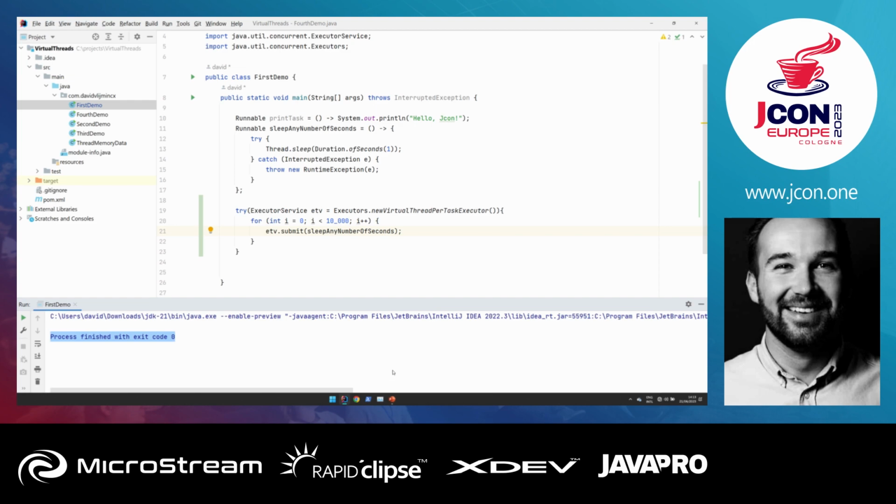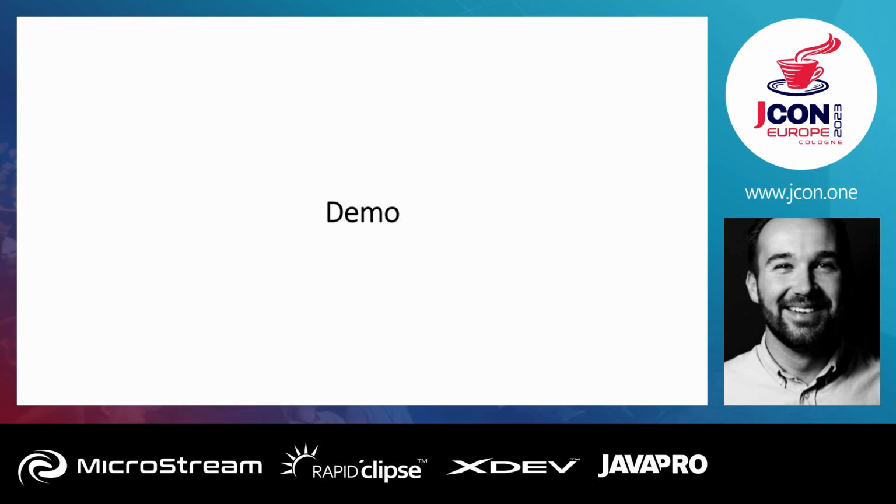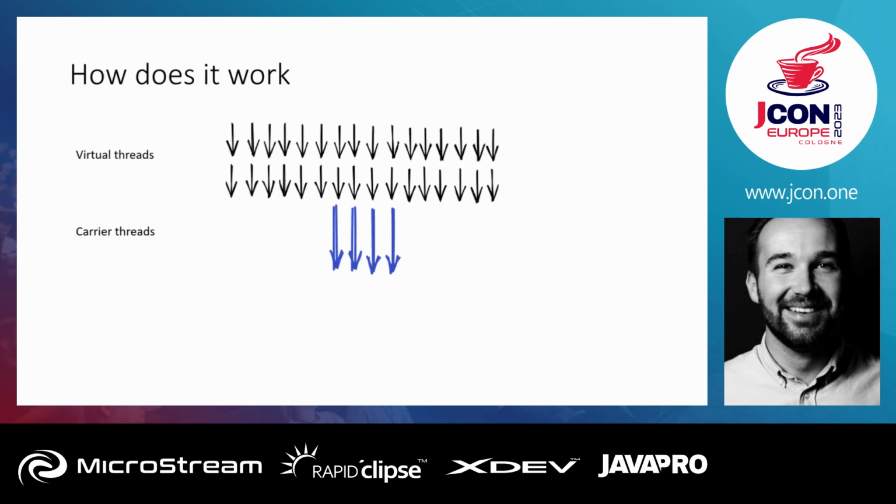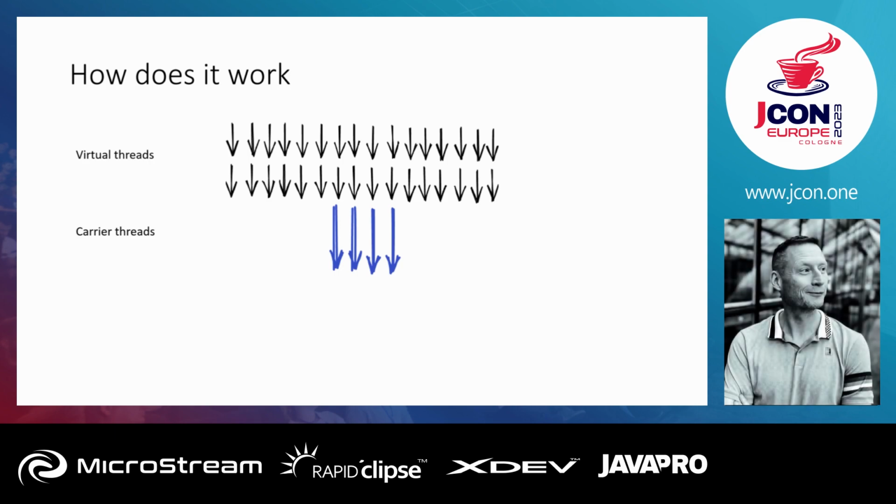So let's go back to the slides, because I just created 10,000 threads, but as you can see, I just ran it on a laptop which doesn't have 10,000 cores. So how do these virtual threads really run in the background? So how does it work? So I just created a bunch of virtual threads, and these virtual threads run on what is called a carrier thread. And a carrier thread is nothing more than just a normal platform thread that we already are using, but it's designed to run virtual threads instead.